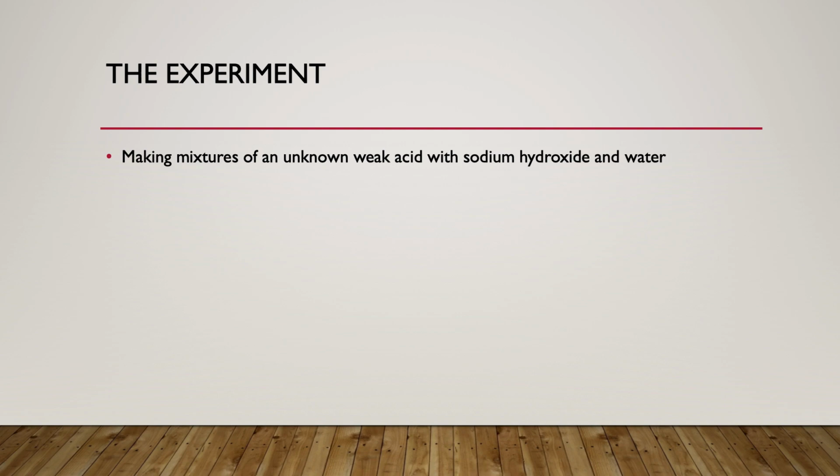That gets us into the experiment we are going to be doing this week. You're going to be taking an unknown weak acid, and I say unknown in quotes because we tell you in the lab, and you'll see on the bottles, that it is acetic acid. You can use that to help you as you do the calculations to compare. We're going to react this weak acid with sodium hydroxide, and mix a little bit of water with it as well.